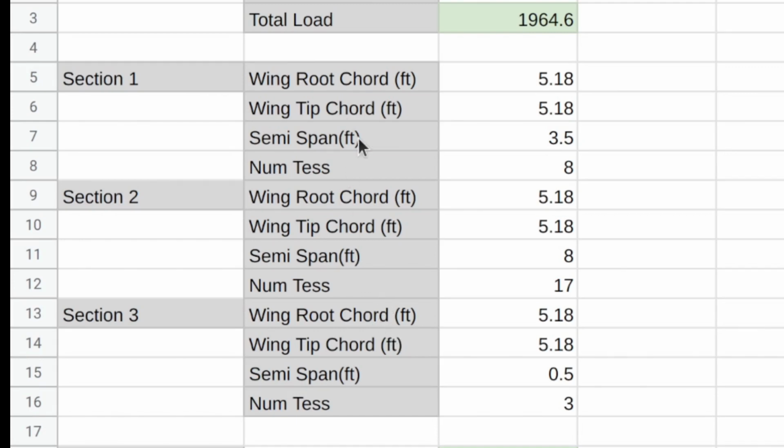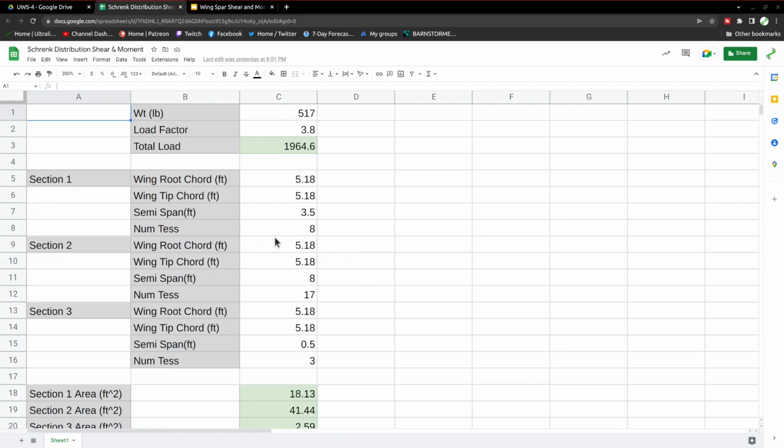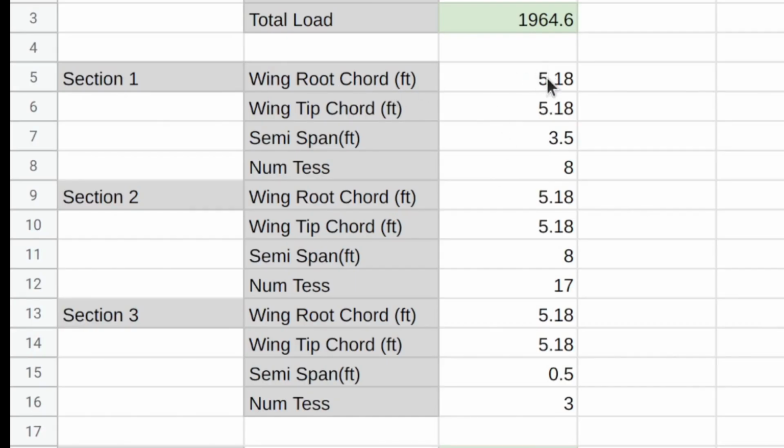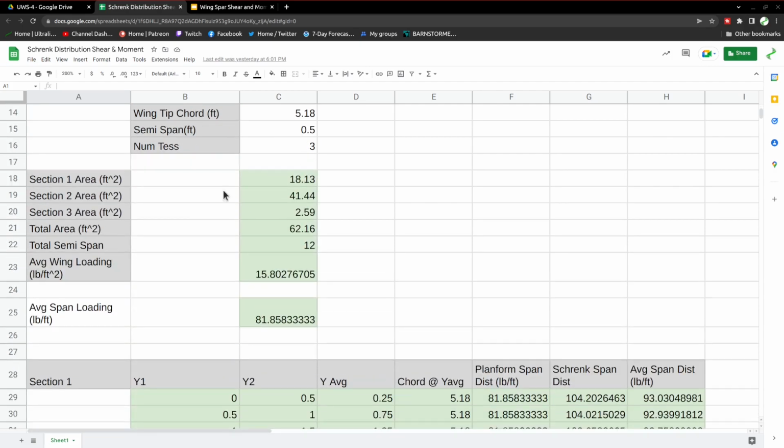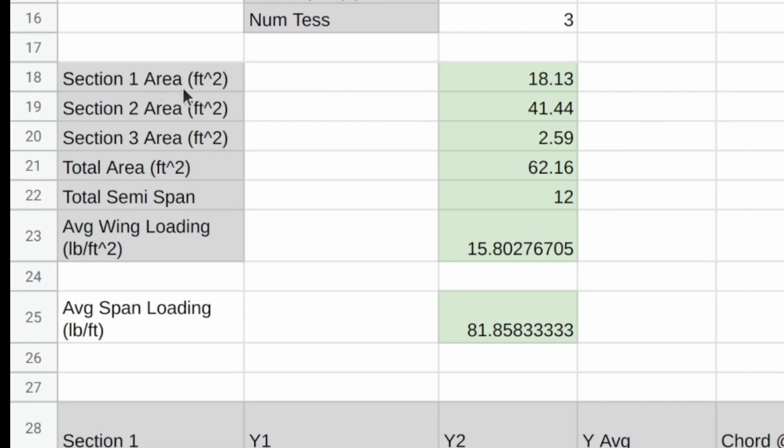And I did that in 3 sections where section 1 is attached to section 2 a little bit more outboard, and section 3 would be out at the wingtip. That's just to help me later if I want to do a tapered wing, I could do that. But you can see here all my chords are 5.18 feet, which is what I happen to have on the UWS-4. And I did some calculations for the area of each section and summed that up to make sure it looks right. So that's 124 square feet, so that's about right for me, double the 62.